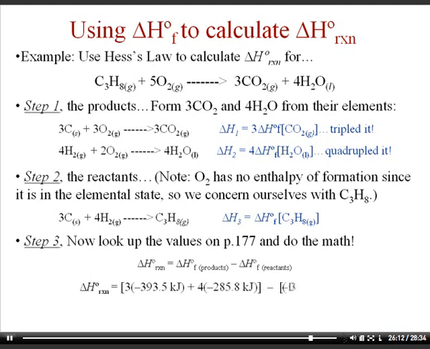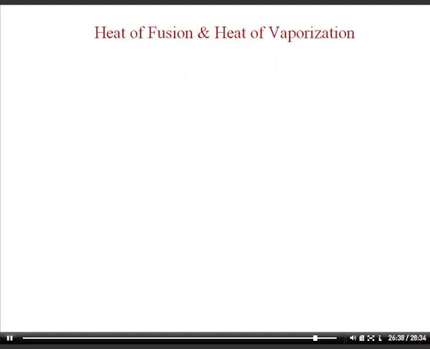So we just sum all the delta H's, look them up in the back, and plug and chug. So we have tripled the value for carbon dioxide, we've quadrupled the value for the water, and we're going to subtract out the value we look up for propane, the C3H8 in the back of the book. So you're actually going to be minusing a negative 103.85 kilojoules. And all the units are kilojoules after you multiply by the 3 moles or the 4 moles. So you end up with a delta H naught of the reaction of negative 2,220 kilojoules.